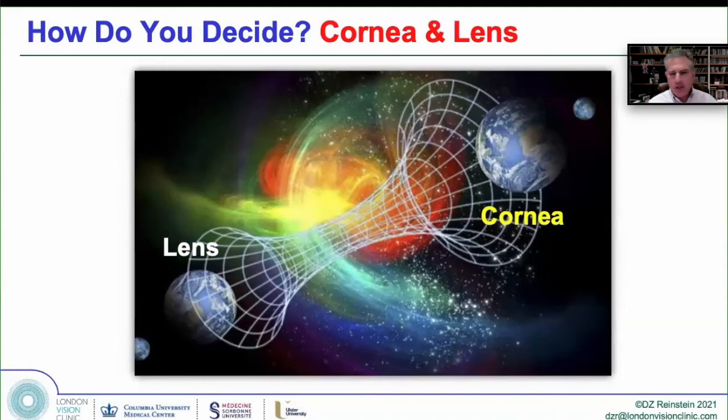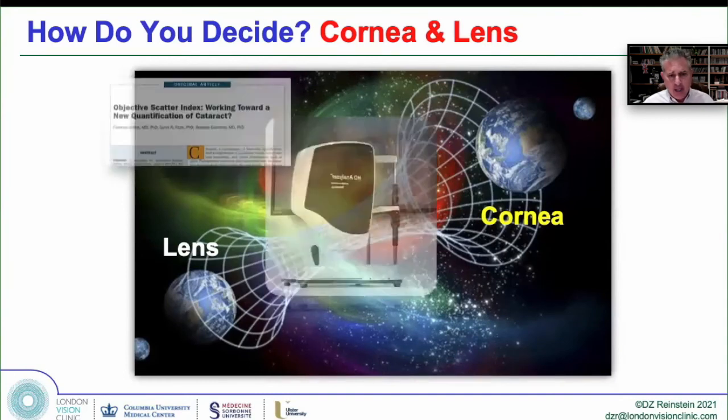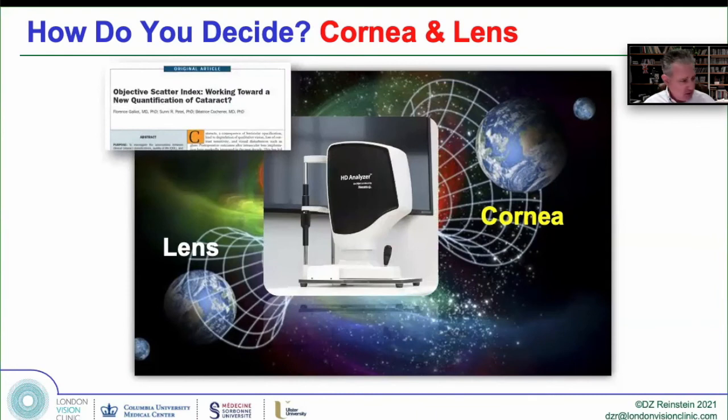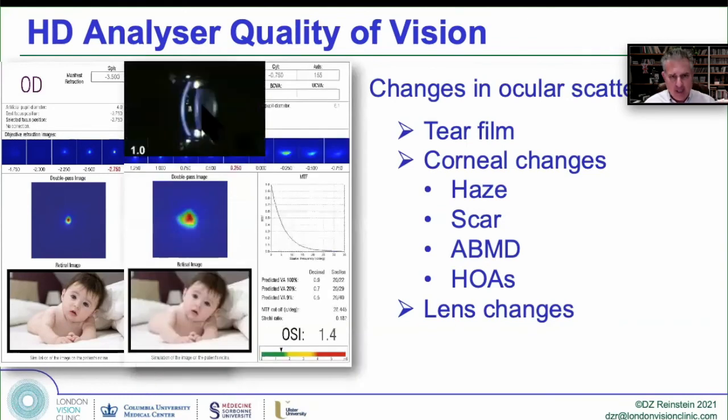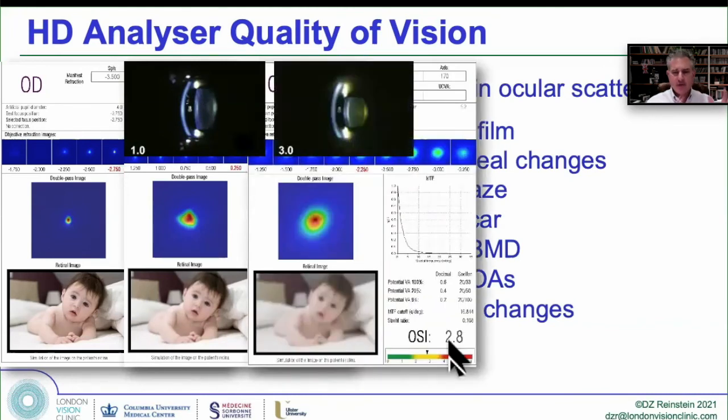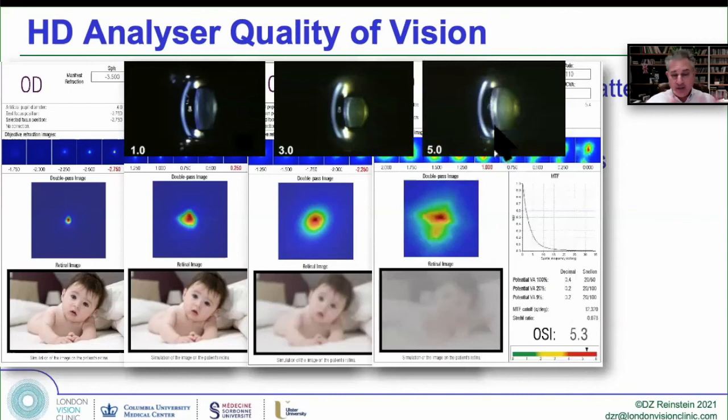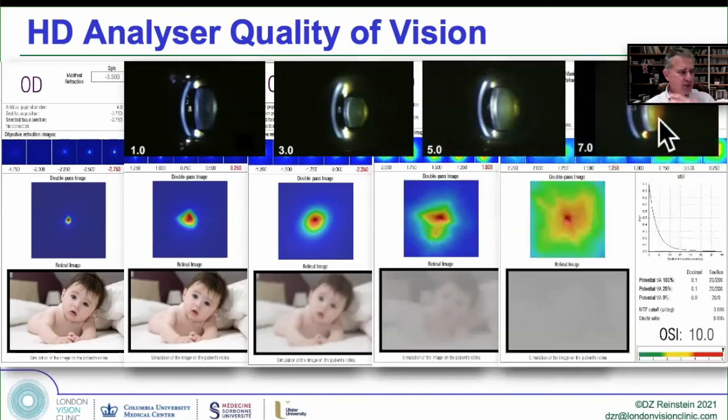So how do you decide between cornea and lens? Well, the way we decide is by looking at the transparency of the lens. Now, the HD Analyzer, which is a phenomenal technology, and the Tracey does similar stuff, looks at the optics of the whole eye. So the tear film, haze in the cornea, scarring, basement membrane dystrophy, and higher order aberrations in the cornea can affect the ocular scatter index. But it's really a good measure of lens changes. If you have a low ocular scatter, you'll have a transparent lens. So there's an objective way of measuring lens transparency, and that is a very quick and easy way for us to determine if a patient, although being older, may still be a candidate for corneal surgery.